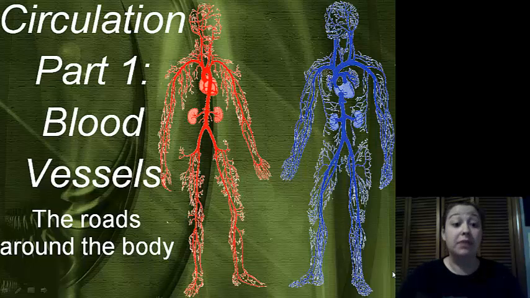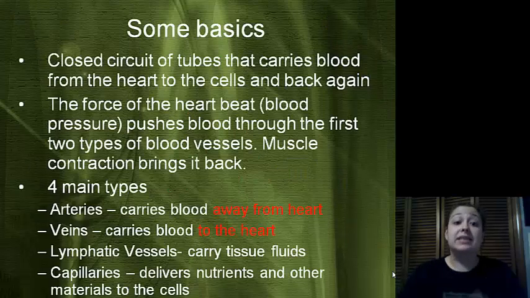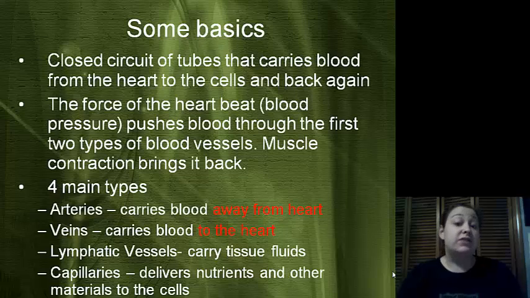Circulation Part 1. Blood vessels, the road around the body. Some basics. We have a closed circulation system that is a circuit of tubes that carries blood from our heart to our cells and back to our heart again. The force of the heartbeat, or the blood pressure, pushes blood through the first of two types of blood vessels. Then our muscles contract, bringing it back to our heart.